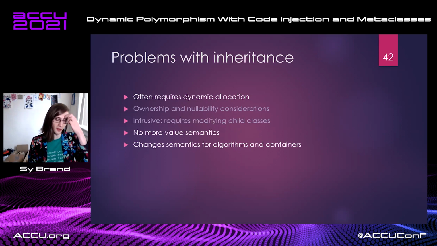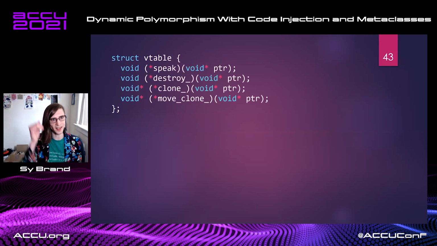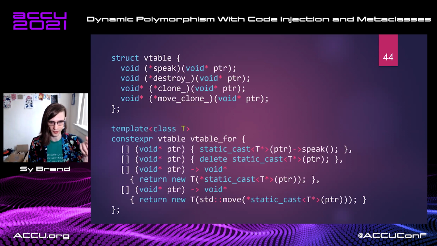We still don't have our value semantics, but we can get them. If we just extend our vtable a little bit, give it a clone function pointer and a move clone, these are going to do broadly what you expect. The clone is going to create a copy, dynamically allocated. The move clone is going to dynamically allocate, but move from the object. And I'll briefly show you the definition. It's kind of messy, but it does mostly what you would expect. Those first two lambdas are the same as we had before. The next two dynamically allocate and copy, or dynamically allocate and move.